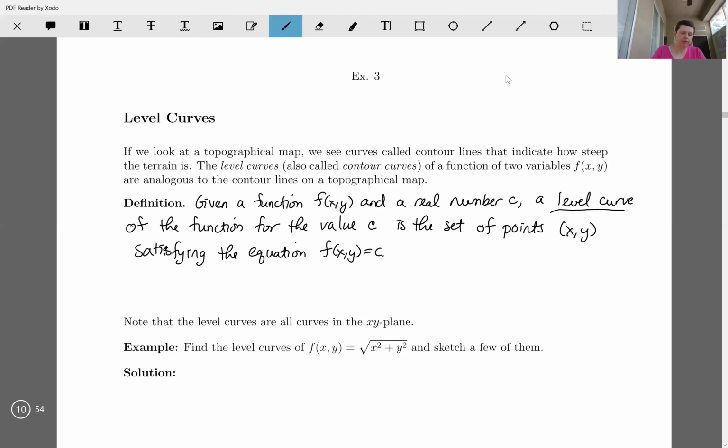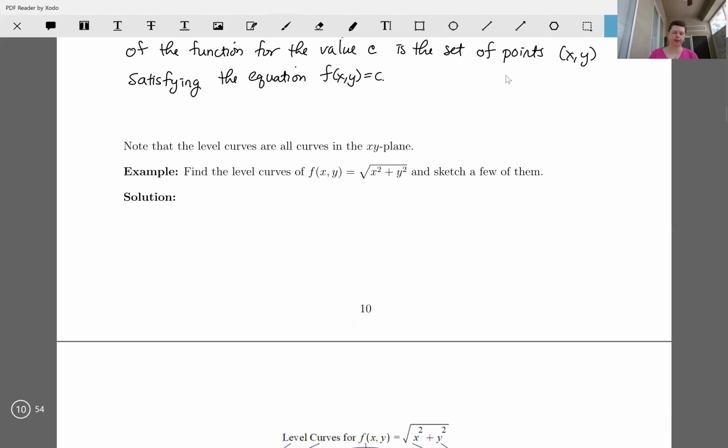Okay, give me 1 second. Let me fix the word satisfying so that when you're looking at your notes again, or if you're looking at my posted version, you don't go, what's that word? All right, so again, notice that all level curves are in the xy plane. So let's do an example.